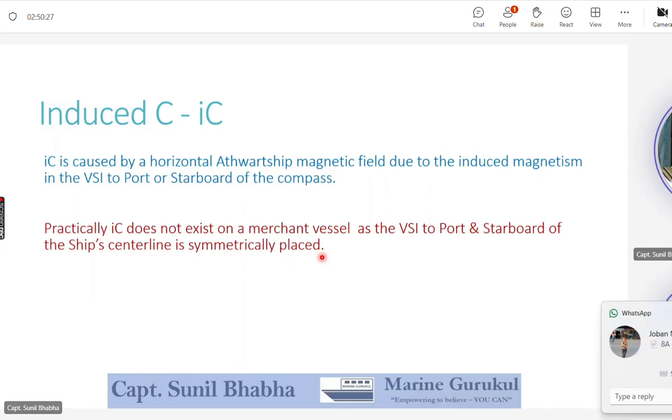Okay, sir. Thank you. Now, what about some of the small ships where they have this rescue boat? I forgot the name. Rescue boat davit?